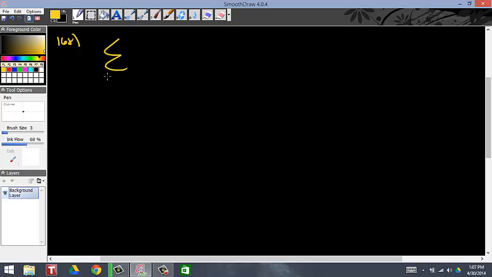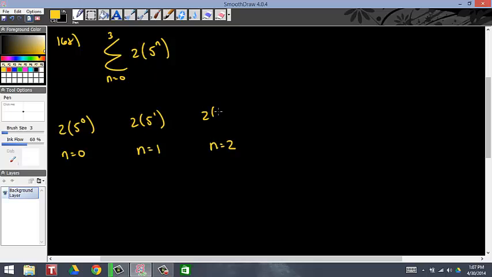So, summation from n equals 0 to 3, 2 times 5 to the n. Okay, so again, we're going to write out all the terms. From n equals 0, that's going to be 2 times 5 to the 0, and then n equals 1, 2 times 5 to the first, n equals 2 is 2 times 5 squared, and then n equals 3, 2 times 5 to the third. Does it make sense? I'm only going up to 3 because that's my upper bound. Okay? Now let's just simplify it all.